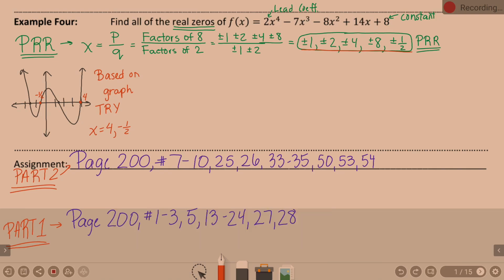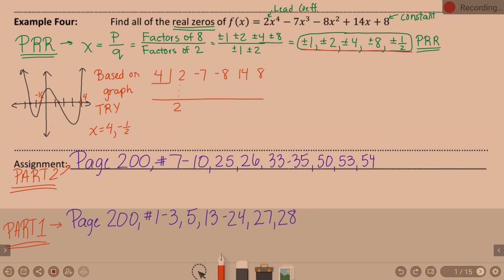We're going to use synthetic division. So we've got 4 here. We're going to line up the numbers next to it: 2, -7, -8, 14, and 8. And draw your line. Now what? Drop the 2, multiply.